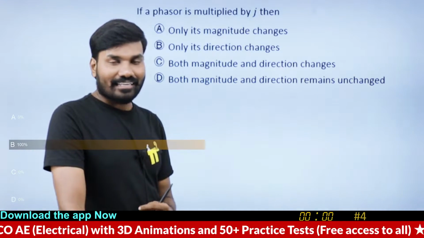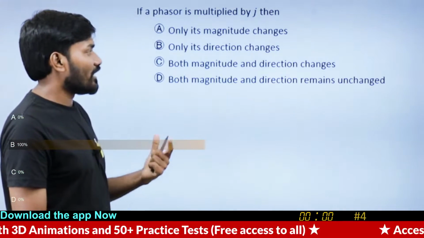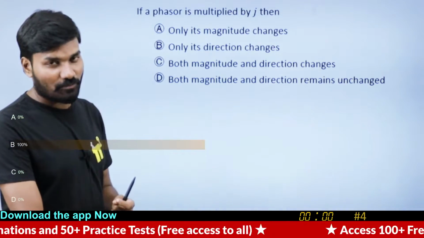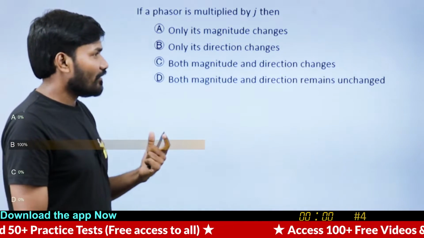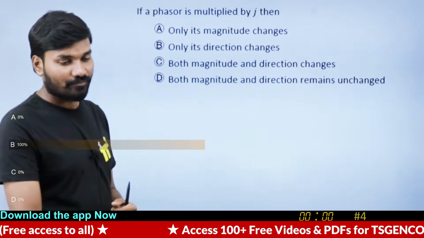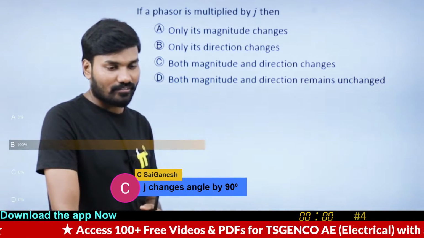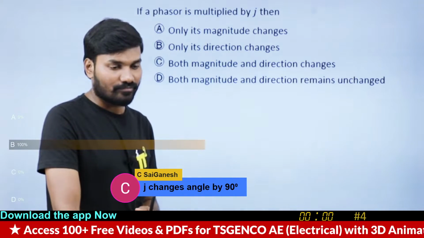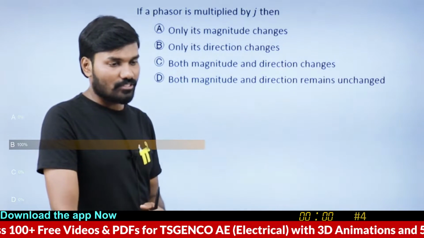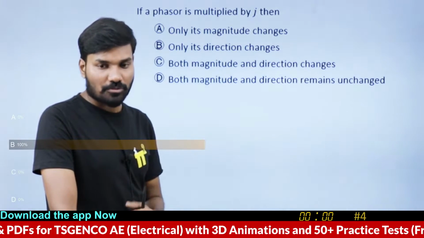J means angle 90 degrees. That's not enough. Angle 90 degrees in which direction? That also you should say. To be more precise, angle 90 degrees in which direction? Clockwise or counterclockwise? You have to say that, Sai Ganesh. That's also a key thing, right? Anyways, your time's up. So everybody marked option B.